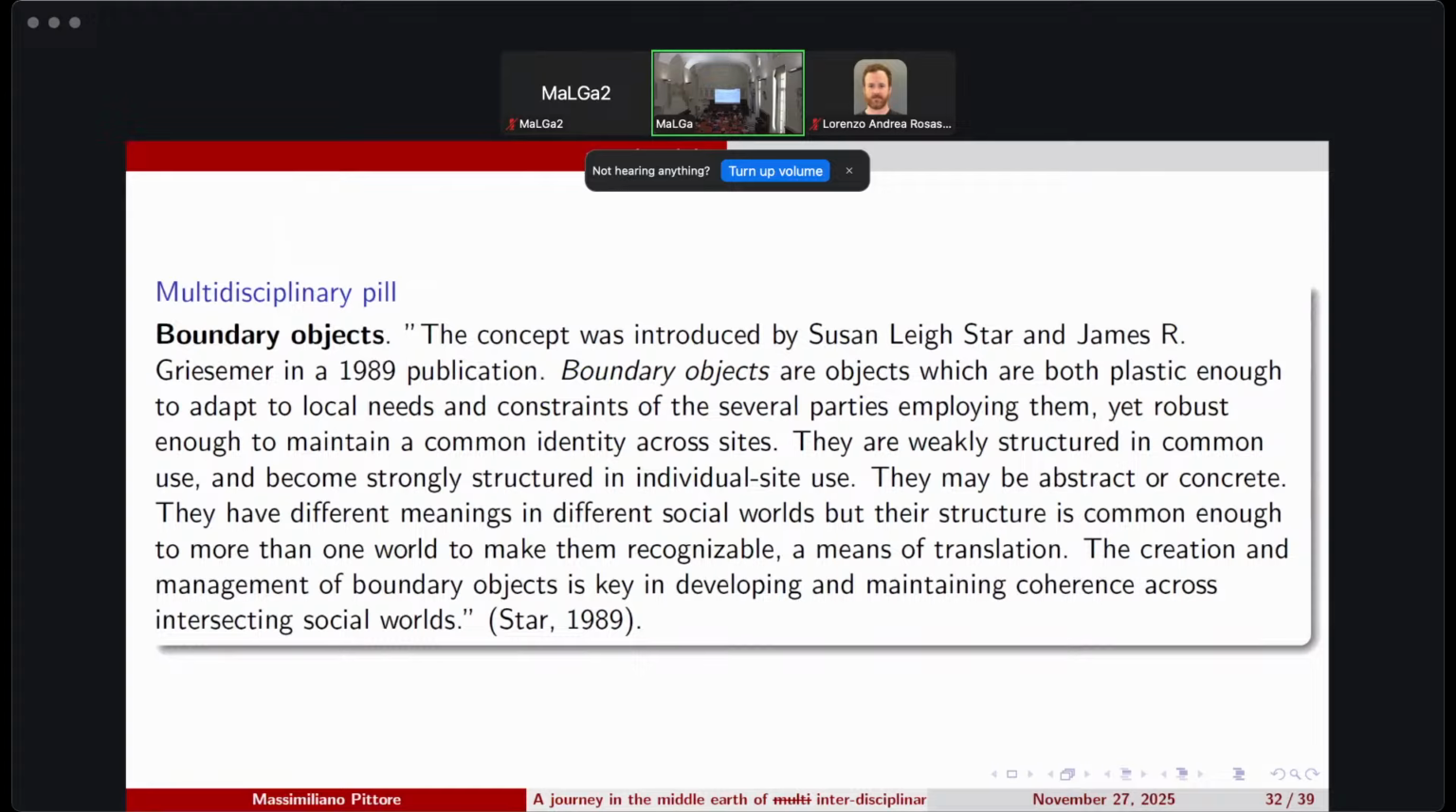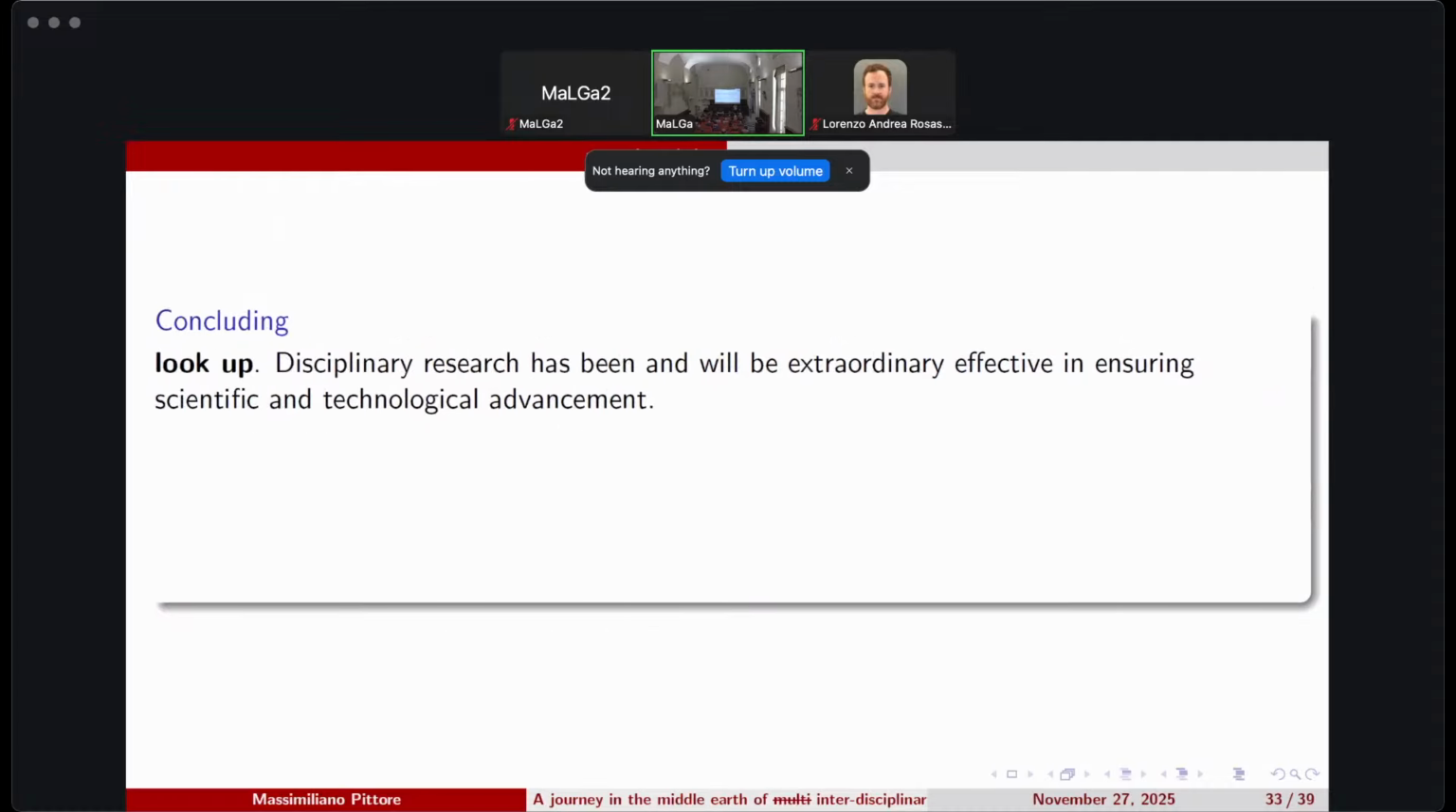Now it's up to you to decide what your boundary object will be. Boundary objects are easy enough to find everywhere, but can also be very complicated. As simple as that. I will conclude with a couple of claims about interdisciplinarity and multidisciplinarity by Nissani, which I think are a bit radical, but might be at least partly shareable. It's true, and this is also my position, that disciplinary research has been and will always be extraordinarily effective, especially in ensuring scientific and technological advancement.